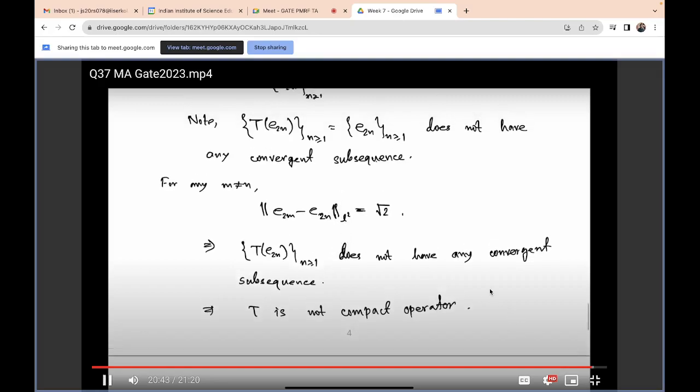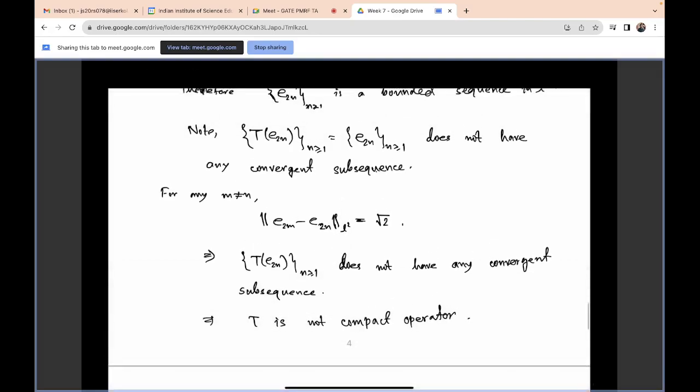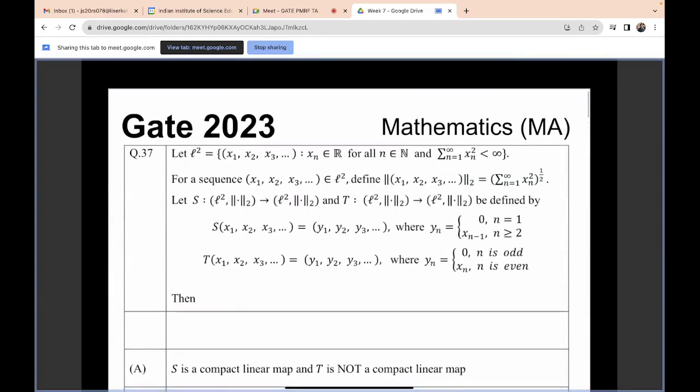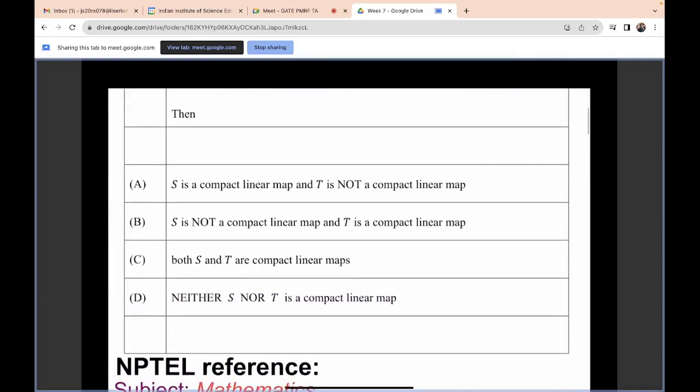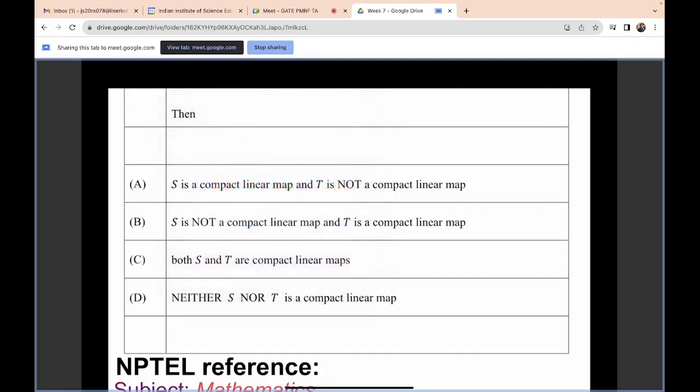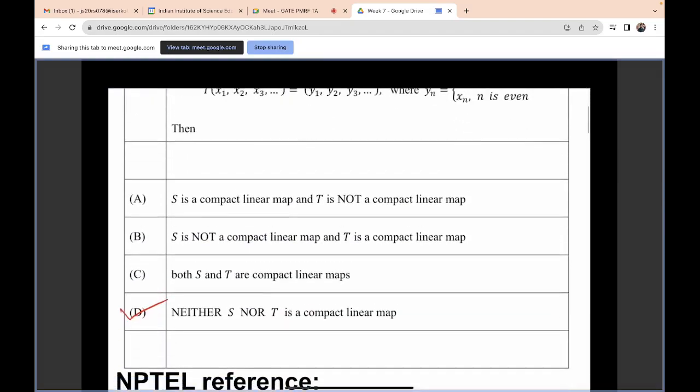So we have that S is not a compact operator and T is also not a compact operator. So which option is correct here? The first option, S is compact, is false, B is also false, C is also false, so D is correct: neither S nor T is a compact linear operator. So option D is correct.